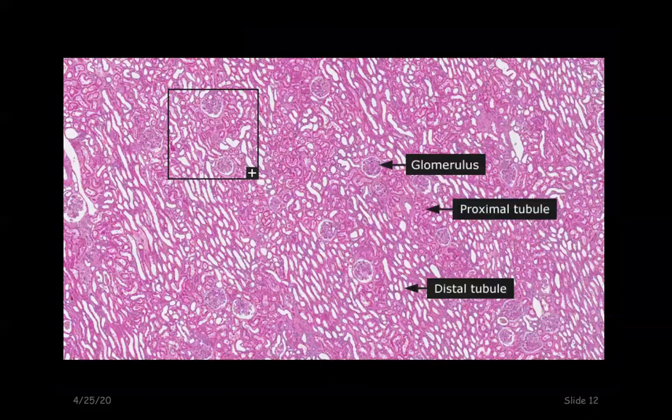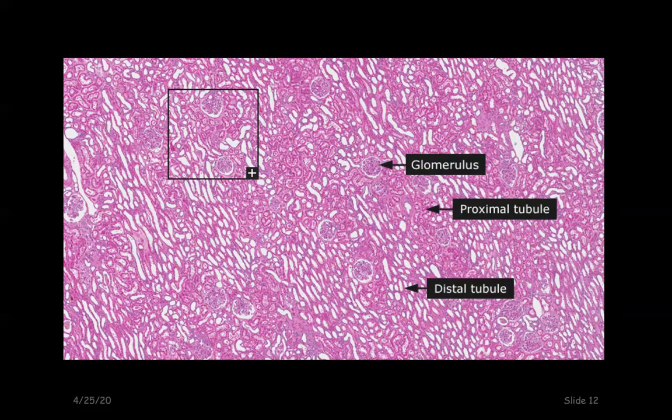So here's another look, and here we're just looking at cortex because we're seeing a lot of glomeruli. There's one, there's one, there's one, and there's no distinct border where they stop occurring. So we're just in the cortex of the kidney right now. You can also see sections through some of the convoluted tubules. And again, you don't need to be able to distinguish between proximal and distal convoluted tubules.